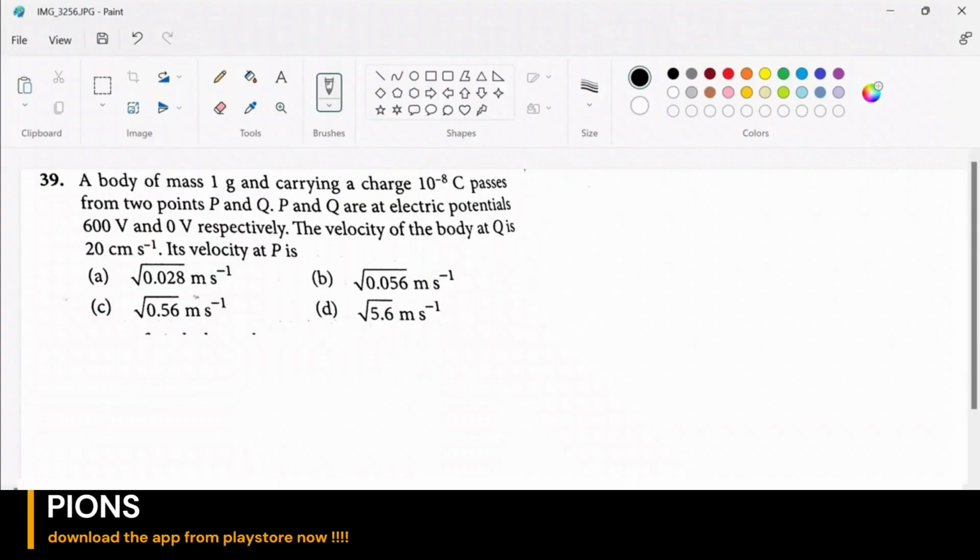A body of mass 1 gram. So let me write here, mass is 1 gram. So I am converting here itself into kilograms. Carrying a charge, so charge Q is equal to 10 to the power minus 8 coulomb.